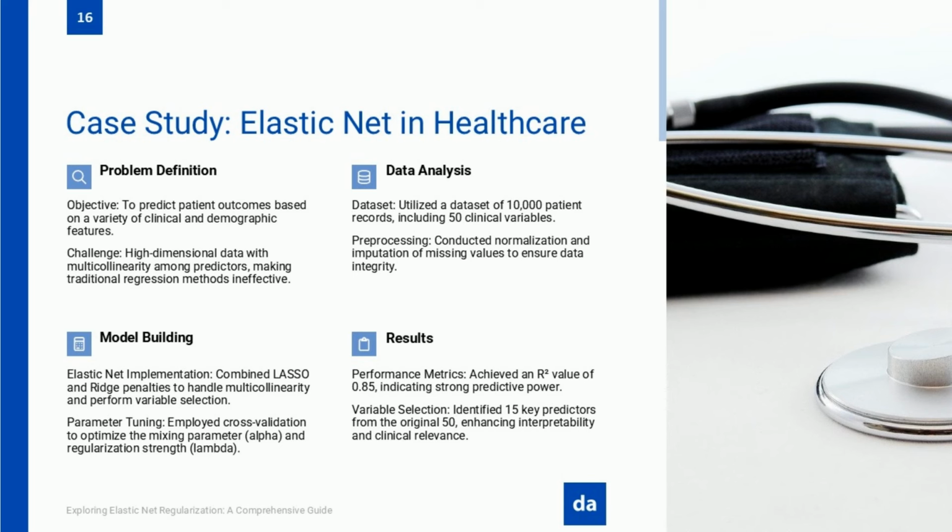Another powerful use case is predicting patient readmission rates. Hospitals need to know which patients are at the highest risk of coming back within 30 days. Too many readmissions mean worse patient outcomes and higher healthcare costs. Using Elastic Net, hospitals can analyze thousands of patient records, identifying the key risk factors that lead to repeat visits. This allows medical teams to intervene earlier, improving patient care and reducing hospital overcrowding.